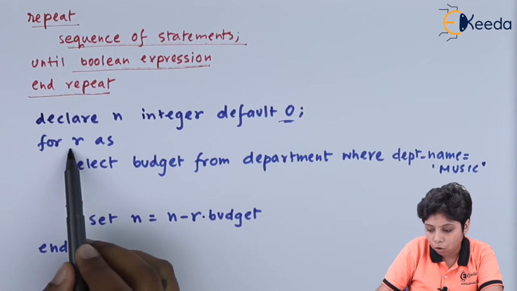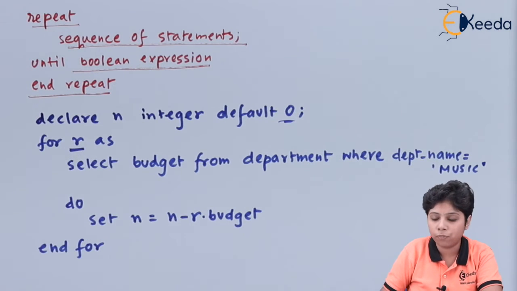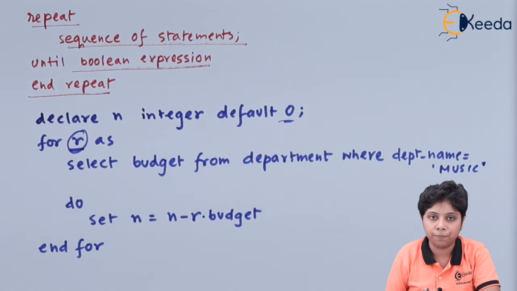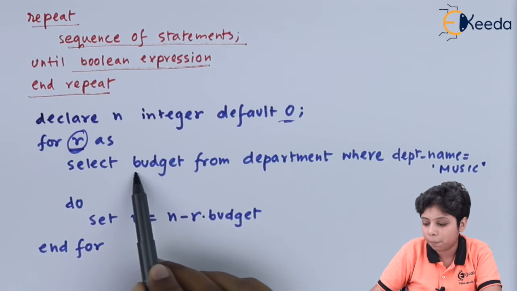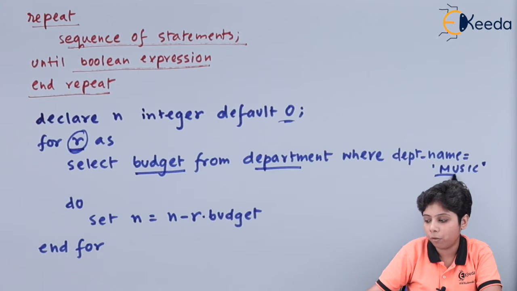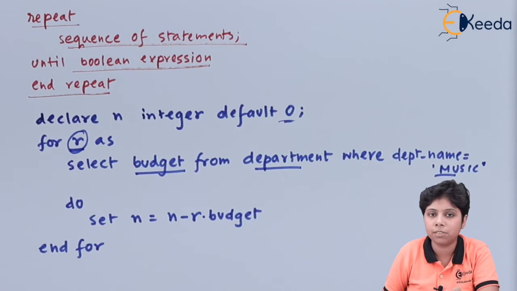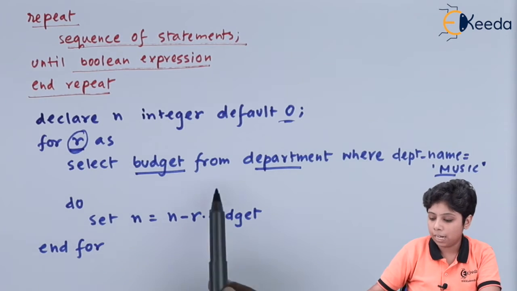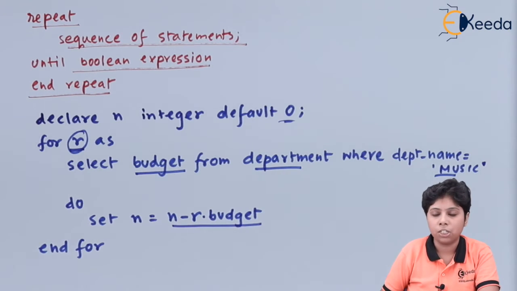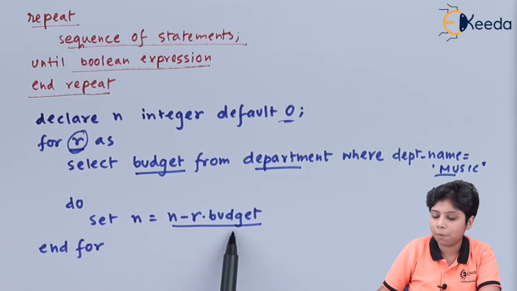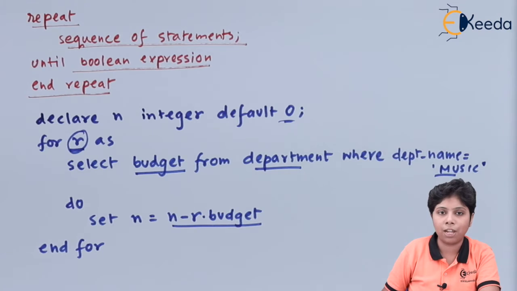Now I have used r. So this is the control variable r here, as a relation. I'm selecting a relation r, as I have selected the budget from the department where it is the music department. So I am selecting the music department's budget as my control variable. Now I am setting n equals n minus r.budget. So the integer value that I have given, I am subtracting my budget from that integer value.